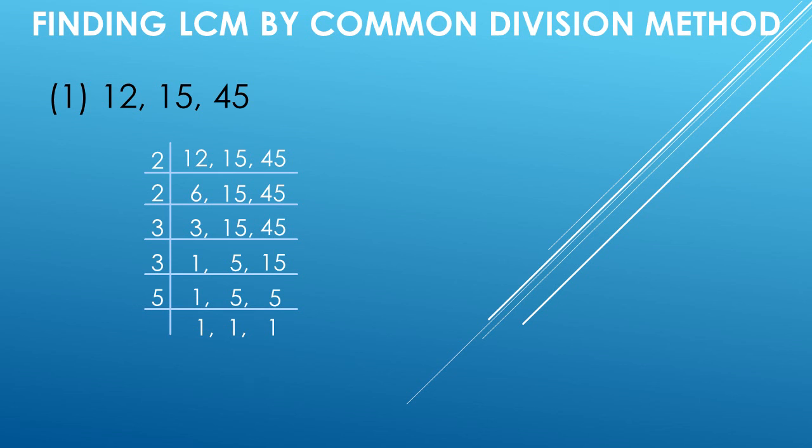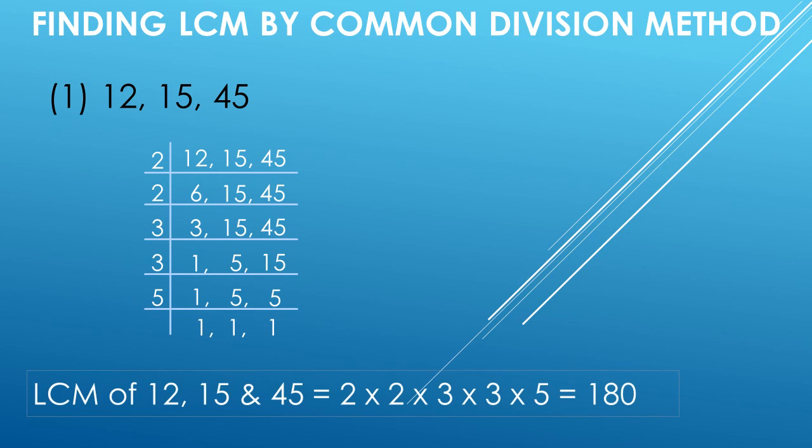So the LCM of 12, 15 and 45 is equal to 2 multiplied by 2 multiplied by 3 multiplied by 3 multiplied by 5. Do the multiplication and the answer is 180.